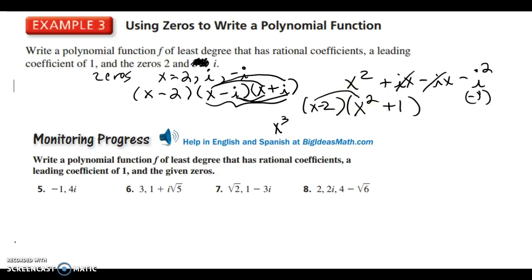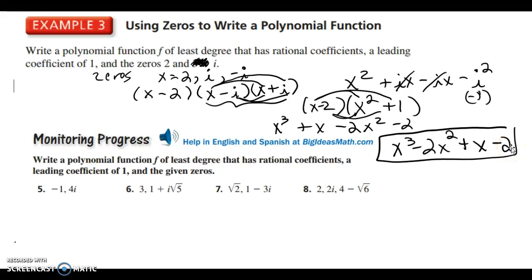x times x squared is x cubed. x times 1, negative 2 times x squared, and negative 2 times 1. And then make sure you write your final answer in order from highest power to lowest power.